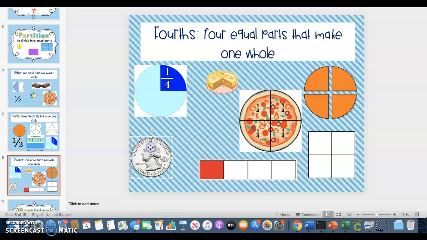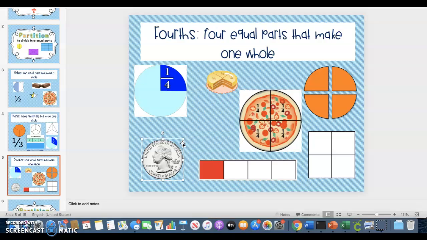And then I have this quarter on here. Your grown-up this week might, when you're talking about fourths, say a quarter. Let's think about that for 1 second. Why would your grown-up say partition this shape into quarters? Or shade 1/4 of this rectangle? Why would they say a quarter?